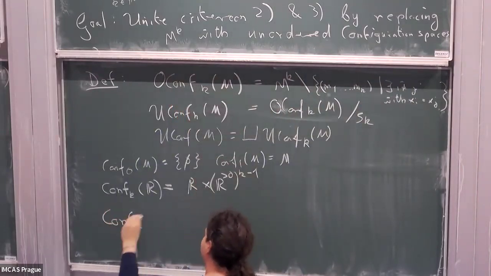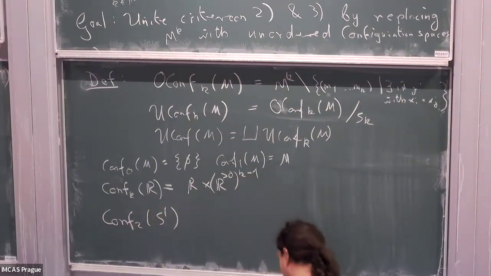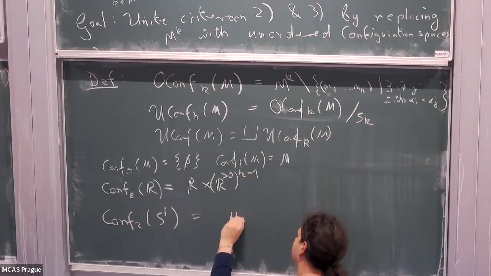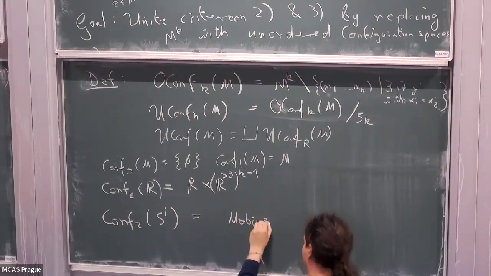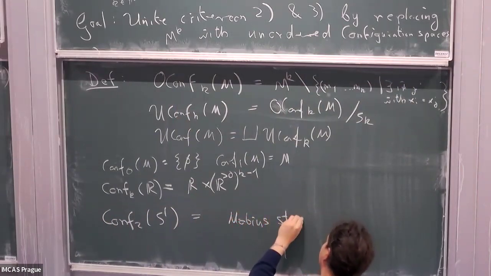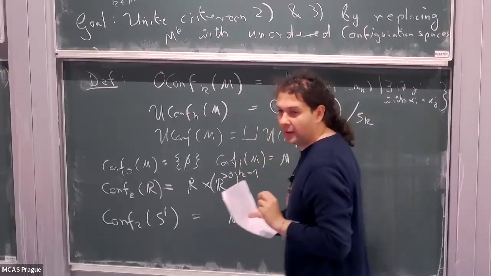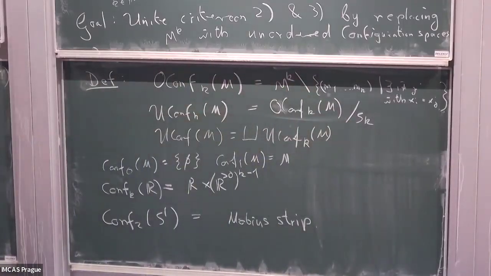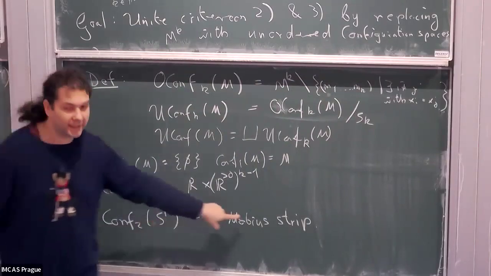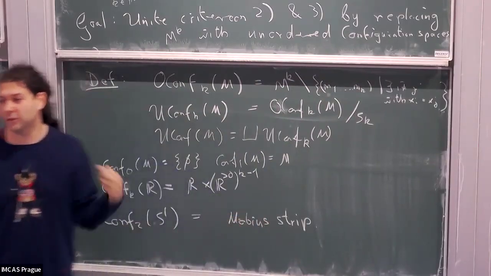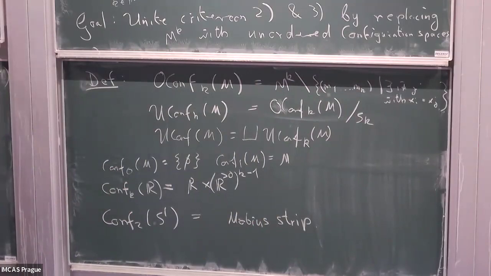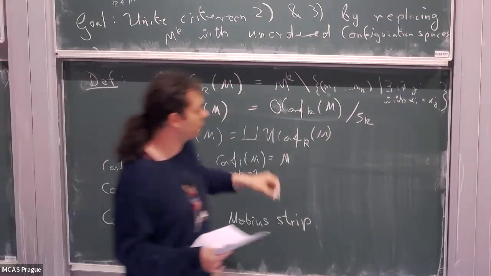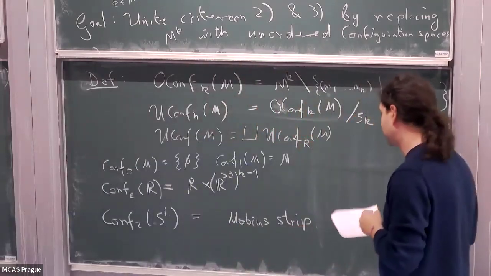Then the configuration space of 2 points in S1 is the Möbius strip. This is primarily relevant for saying that we start with an orientable manifold, we take its unordered configuration space, and it stops being oriented. So we don't have a choice. We have to work with densities, which behave well on non-oriented things. We cannot work with volume forms.